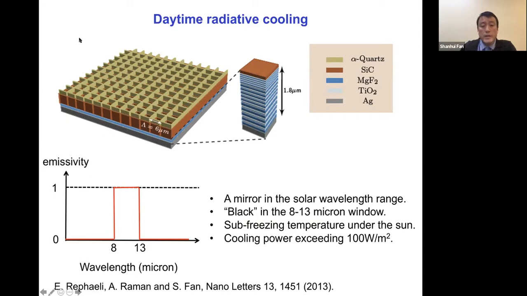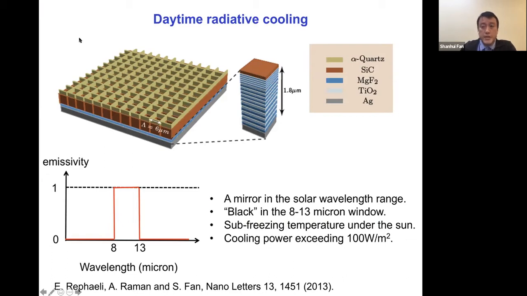Several years ago, we did the first theoretical design of a nanophotonic structure that allows one to do daytime radiative cooling. And in the calculation, we predicted that for this kind of structure, with the right thermal insulation, it is actually possible to reach sub-freezing temperature under the sun and also get a cooling power exceeding 100 watts per meter squared.